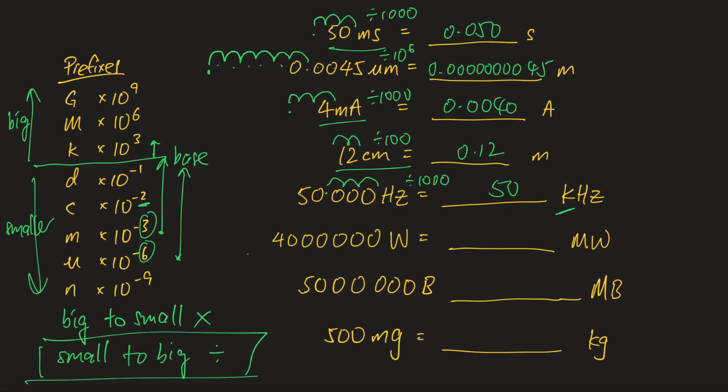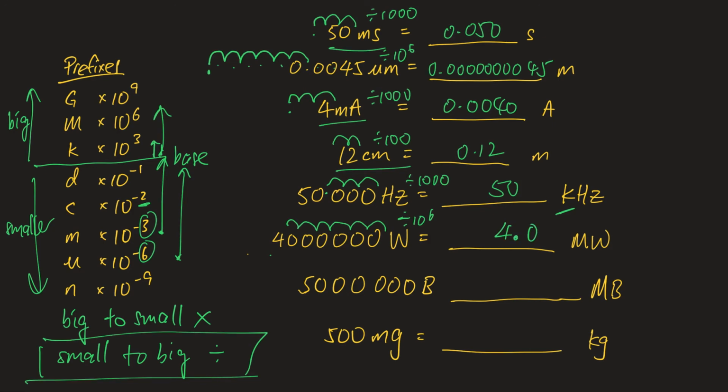Next one, 4 million watts here. You're going to change it to megawatts. So once again, from the base, you're going to change it to mega. So it's small to a big unit. So you divide by 10 to the power of 6. So that means jump to the left 6 times. 1, 2, 3, 4, 5, 6. So it becomes 4.0 megawatts.